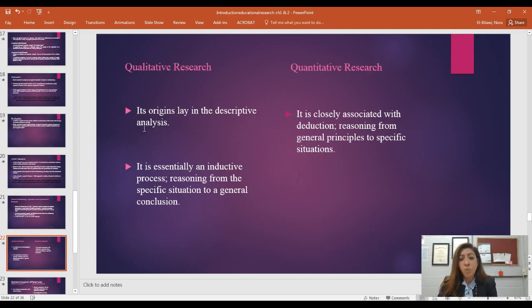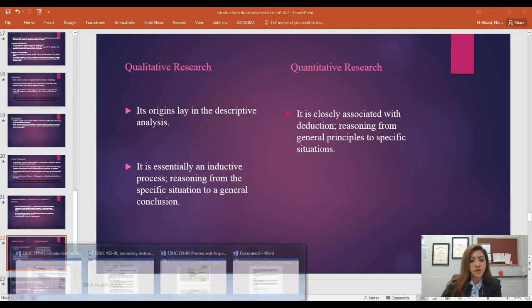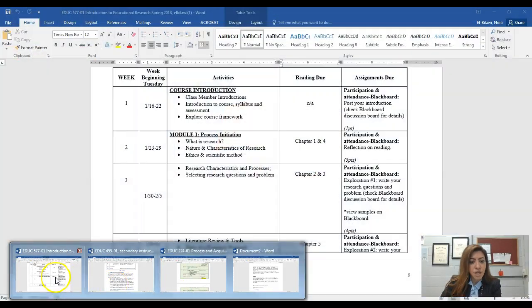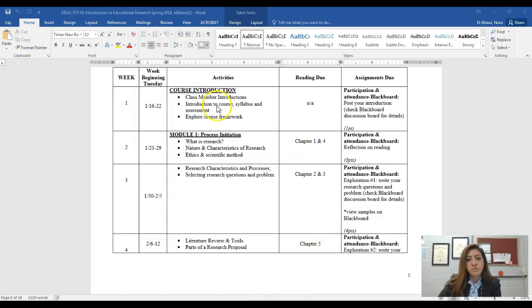Now, I don't want you to get overwhelmed with the specific differences of each one of them, because you're really going to understand it once we get to the modules. If I go to our course here, you'll find it's divided by the steps. We finished the introductory part. We're here now in the process of initiation, understanding the meanings. And then next week, we're going to discuss how to write a statement of a problem and how to write your questions.